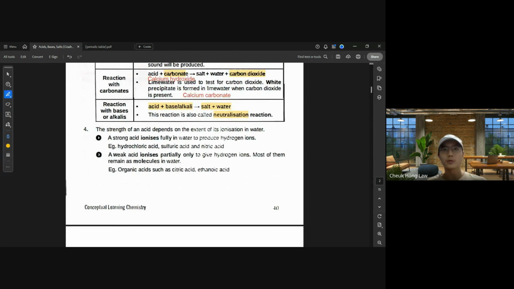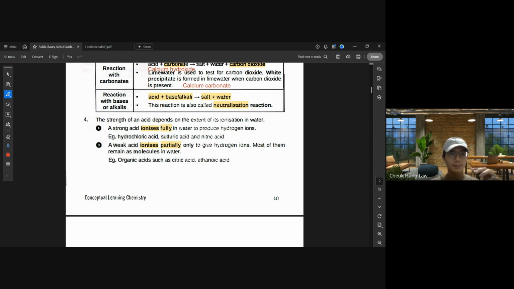Okay, now we move on to the strength of an acid. A strong acid will ionize fully in water to produce a high concentration of hydrogen ions. A weak acid will ionize partially, only giving a lower concentration of hydrogen ions.